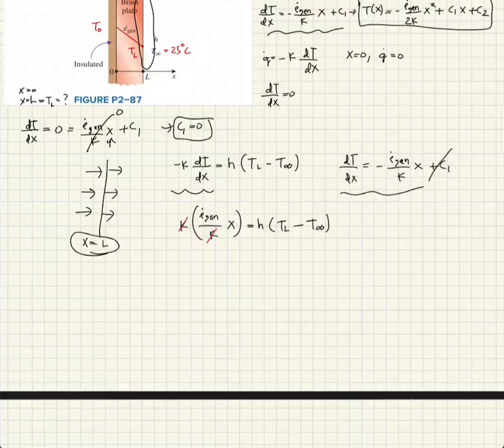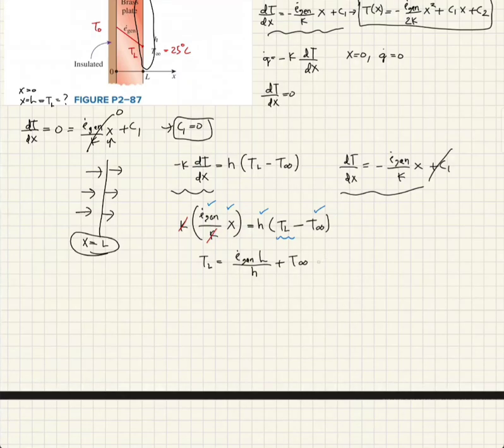So now we know T infinity, we know h, we know e dot gen, and we know x. So the only thing remaining is TL. So we're going to go ahead and solve for TL. TL equals e dot gen times L, because our x is L, divided by h, plus T infinity. So this is the equation that will help us find the temperature at x equals L.